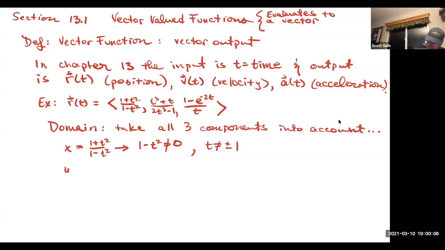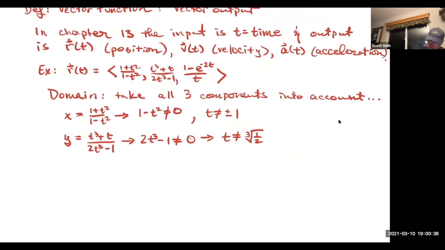With the y component, we know the same thing too: 2t to the third minus 1 can't be 0. So you do the math and t can't be, I think it's the cube root of a half, right? And you can clean that up if you want. Z is 1 minus e to the negative 2t over t. So easy enough, t can't be 0.